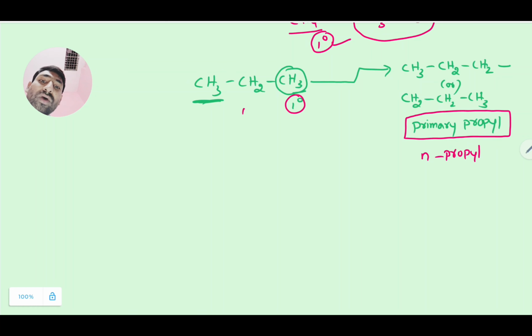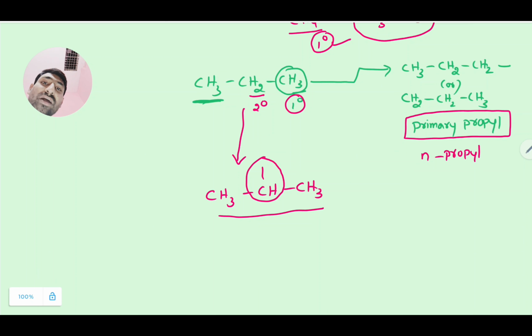Now, if you remove hydrogen from the secondary carbon, you will get another different propyl group like this: CH3 bond CH bond CH3, guys. Now, this one is called secondary propyl, because this group is obtained after removing hydrogen from the secondary carbon. That's why it is called secondary propyl group, guys. Also, we can represent that one in a different manner.